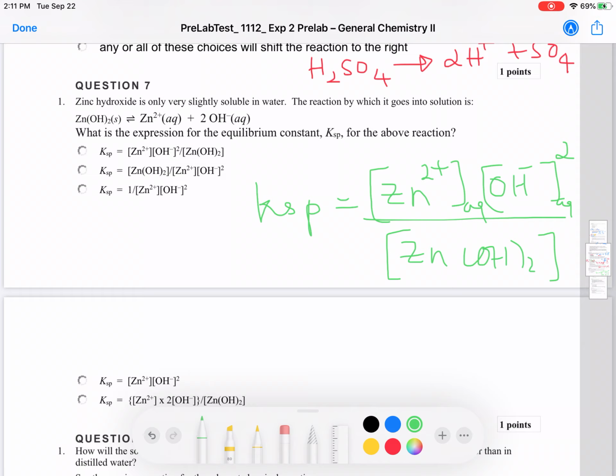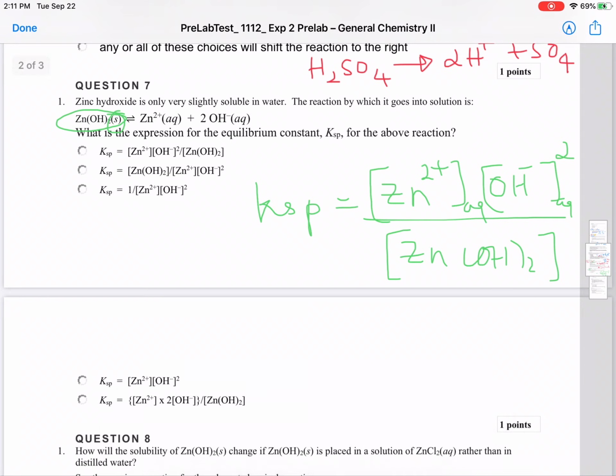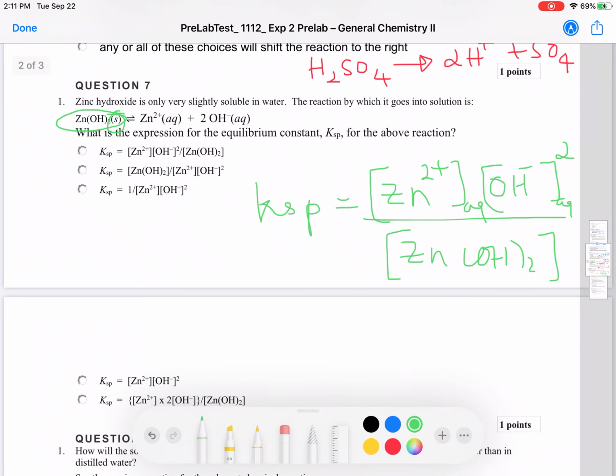Now for the Ksp, do you normally write solids in Ksp, solid concentration? You don't, right? Because here zinc hydroxide is a solid. Solid reactants or products normally do not go into your Ksp expression. So this part you're not going to write. Okay. Only that much.